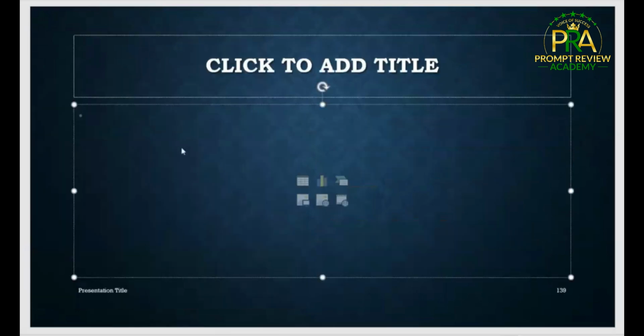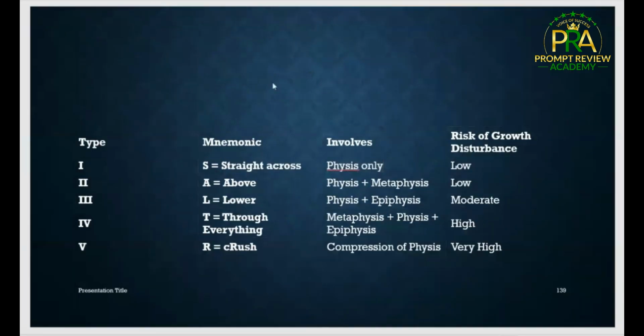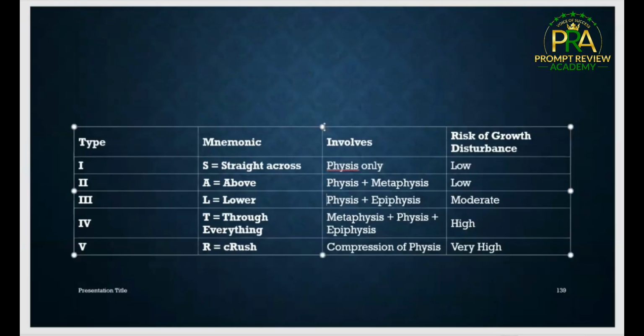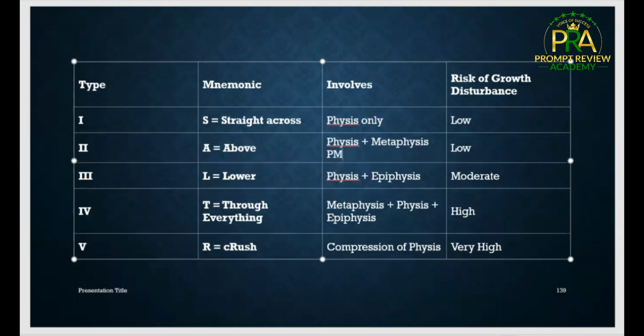So if it happens straight across, which is class 1, it happened at the physis only, which is what I said, P. Okay, then class 2? Type 2 is above, between the physis and metaphysis, which you need to call PM. Morning shift, depending on how you want to remember it.